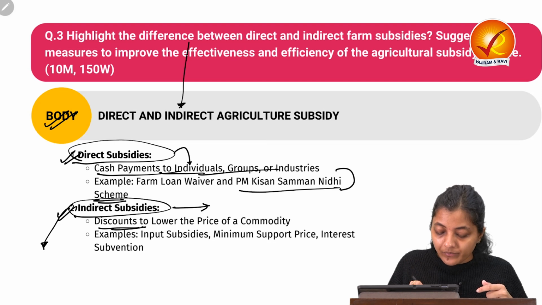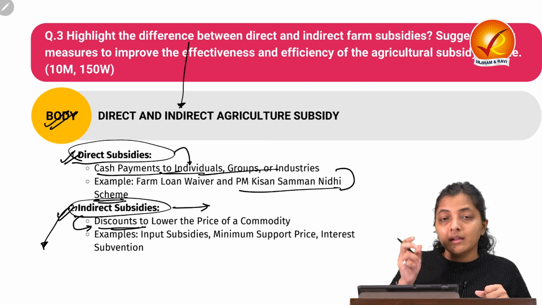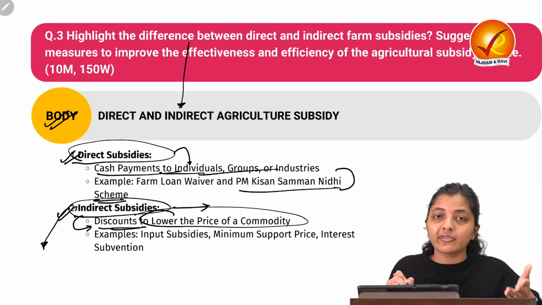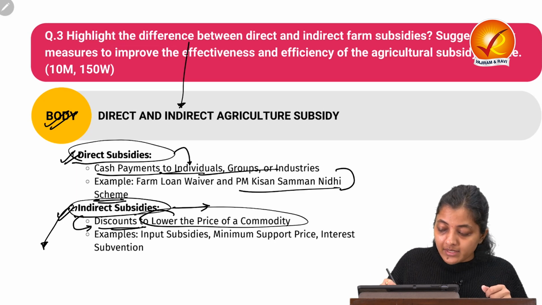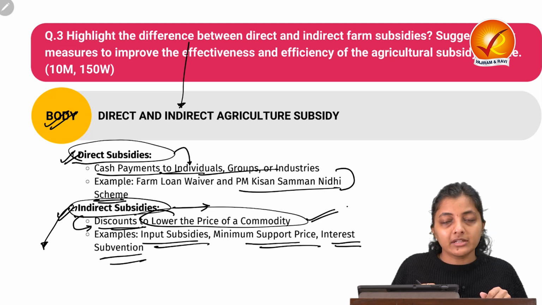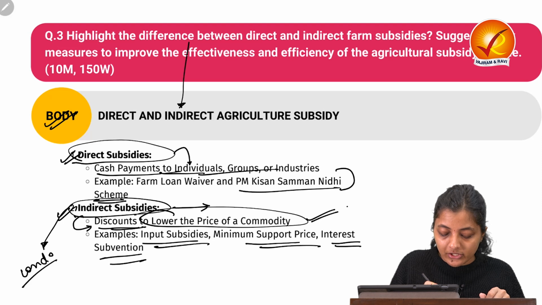Like these indirect subsidies are the some discounts. Why we are giving the discounts? To lower the price of the commodity for the farmer. It means it involves the third party. Okay, like the input subsidy, MSP, interest subvention, means they are conditional in nature.